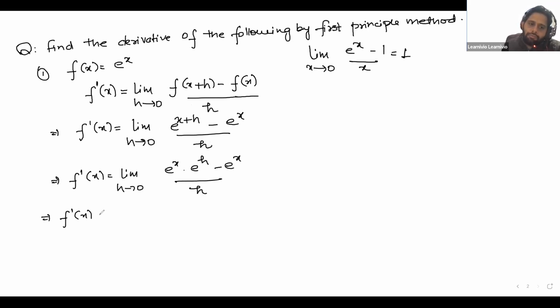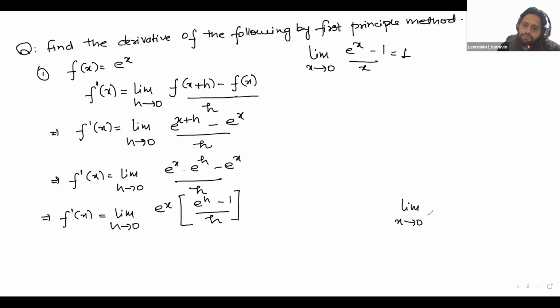So f dash x is equal to limit h tends to 0. Take common e to the power x, so this will give us e to the power h minus 1 by h. And as per this formula, we already have the formula: limit x tends to 0, e to the power x minus 1 by x is equal to 1. We have this formula.